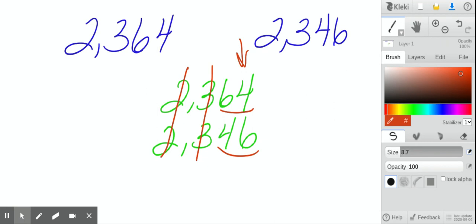So then I know 2,364 is going to be greater than 2,346. All right. So that's one way you can do it if you line them up together.